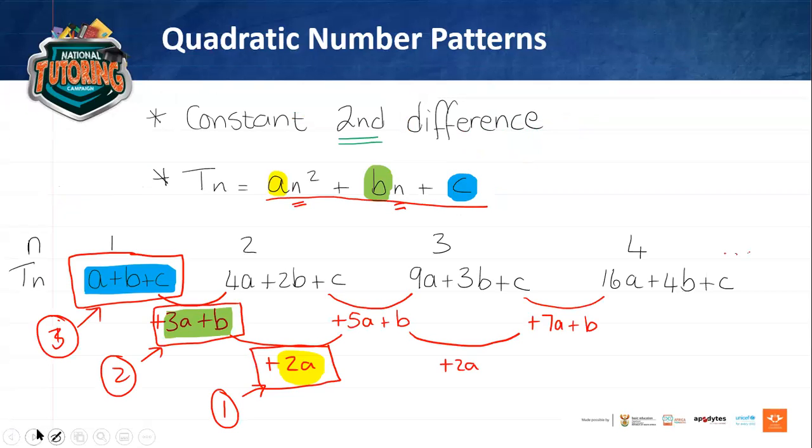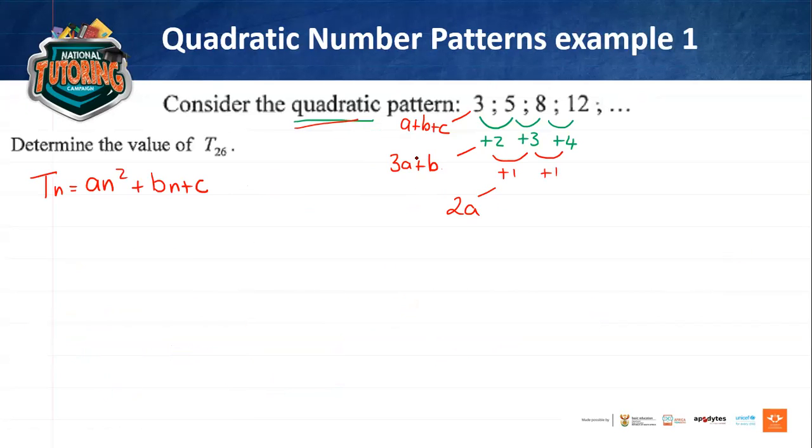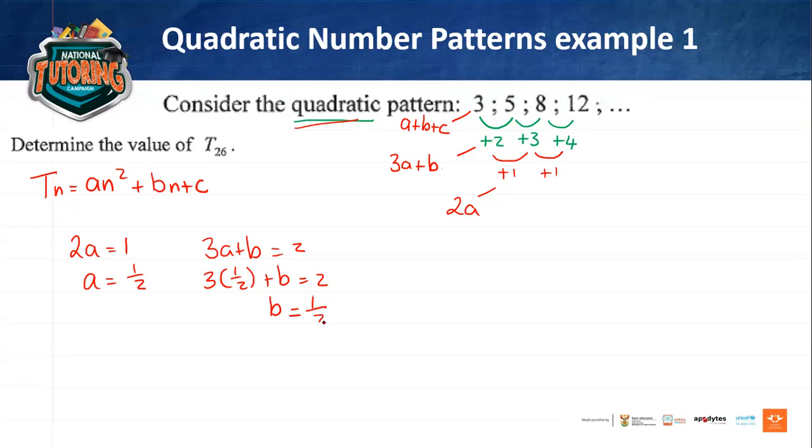This is where they came from. You don't need to remember how we arrived there, but you do need to remember these formulae. So when I'm solving for a, I'm going to say, well, 2a is equal to 1, so a is equal to a half. Then I move on to 3a plus b is equal to 2. I already know a is a half, and so b is 2 minus 3 times a half, which gives me a half as well for b.